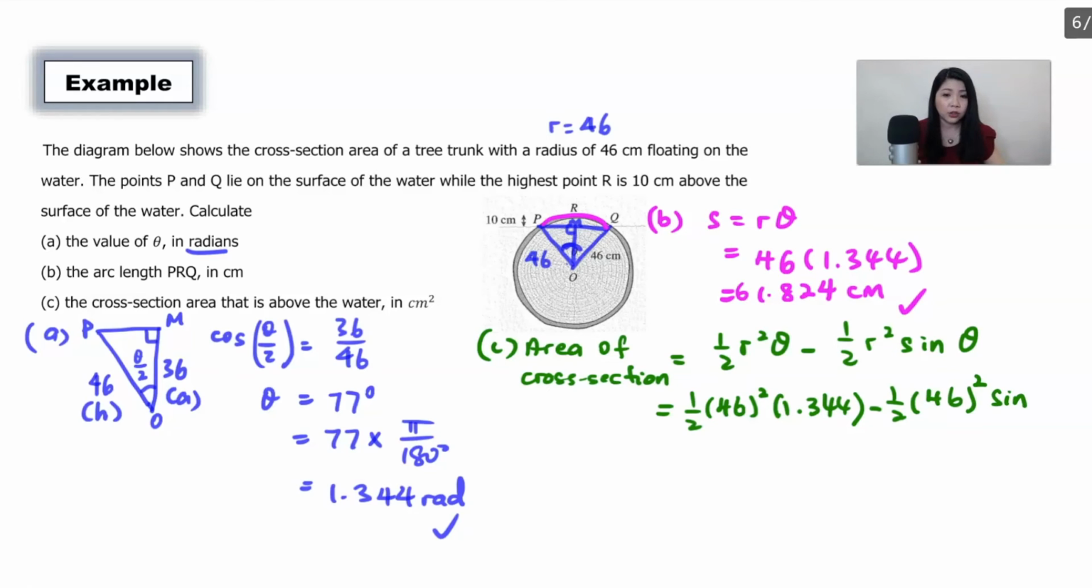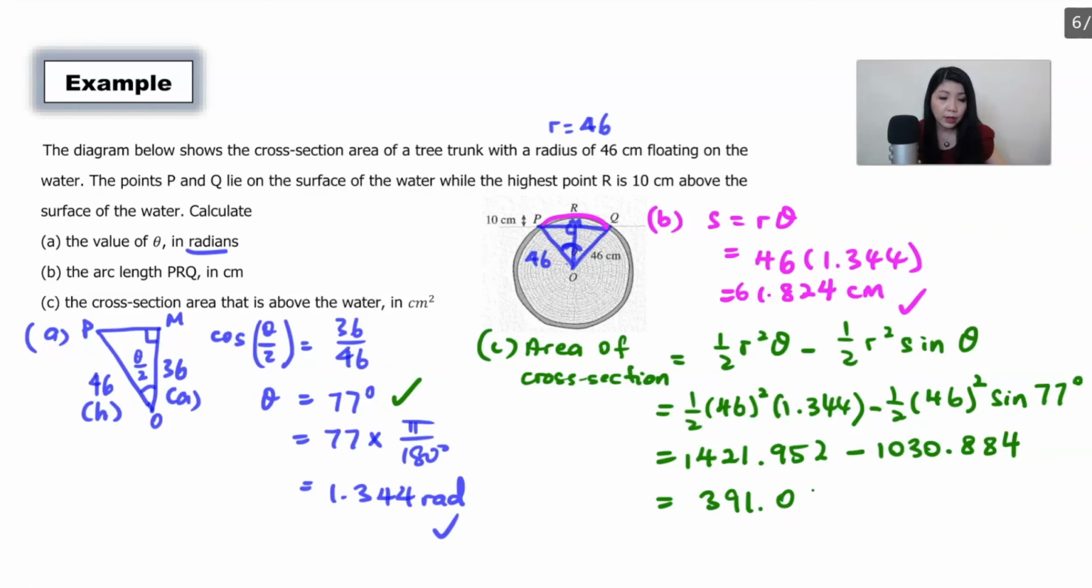For sine, this theta has to be in degrees. What is theta in degrees? Just now we found it already, 77, so put it here. Now we can calculate using the calculator. Half times 46 squared, and then times 1.344, we get 1,421.952. Then minus half times 46 squared times sine 77, which gives 1,030.884. So 1,421.952 minus the answer we got just now, we get 391.068 cm squared. And this is the answer.